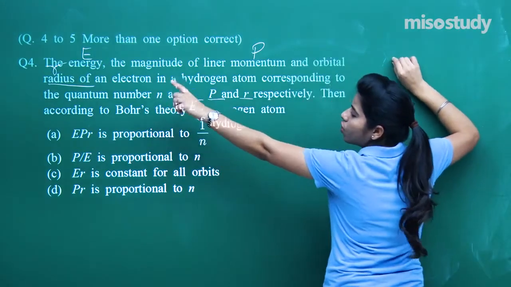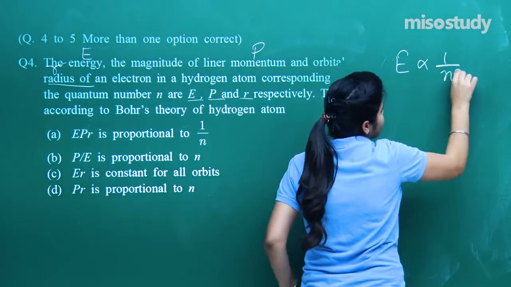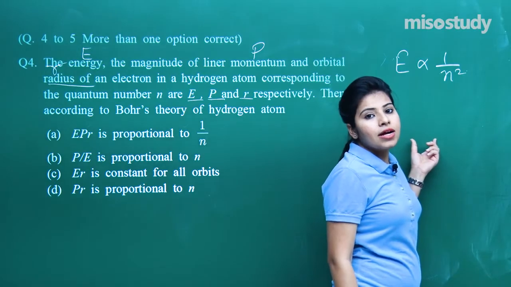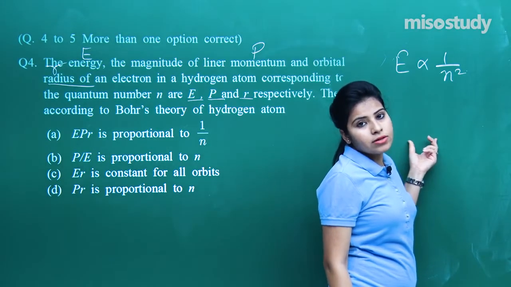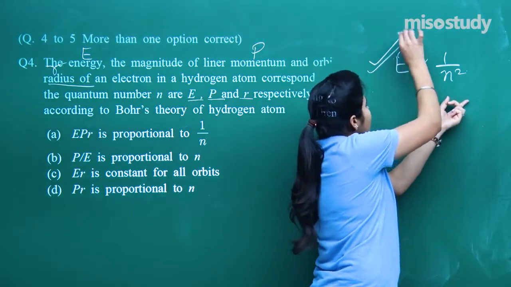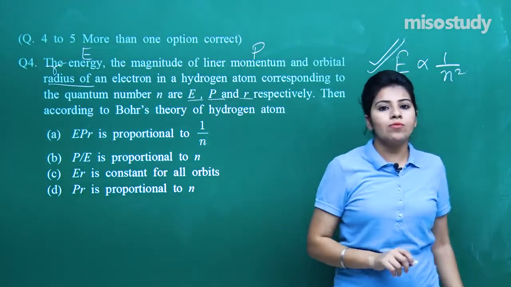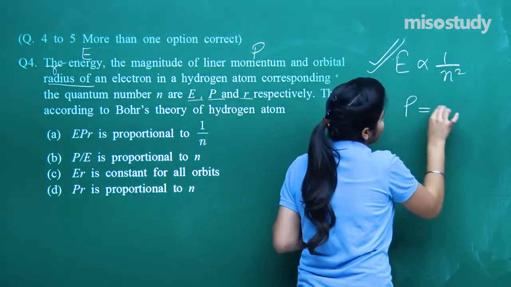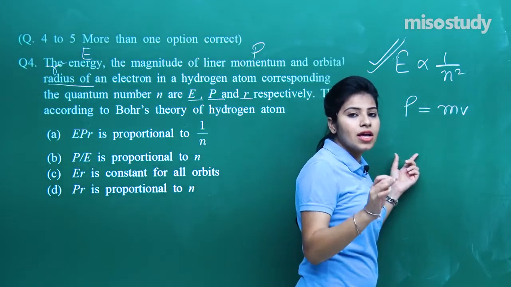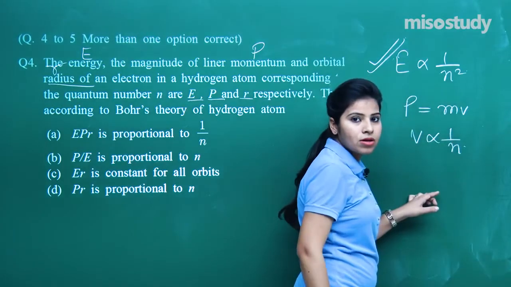We know that first of all, if I talk about the energy, energy is inversely proportional to n square, because you know that the formula for energy is 13.6 upon n square. So definitely E is inversely proportional to n square. Equation 1. Second thing, the linear momentum. Linear momentum can be written as P equals mv, right? And we know that in the velocity formula, V is inversely proportional to n.